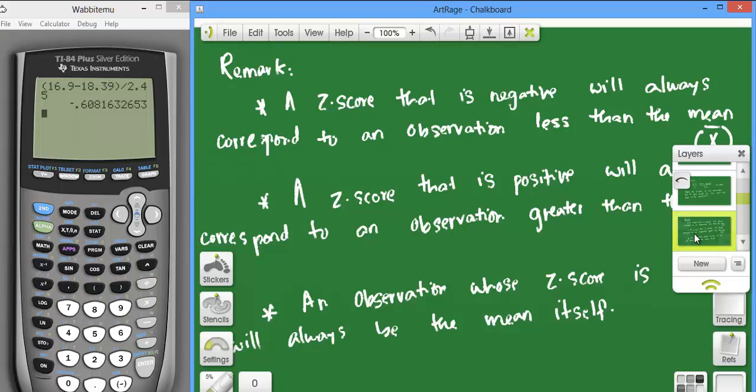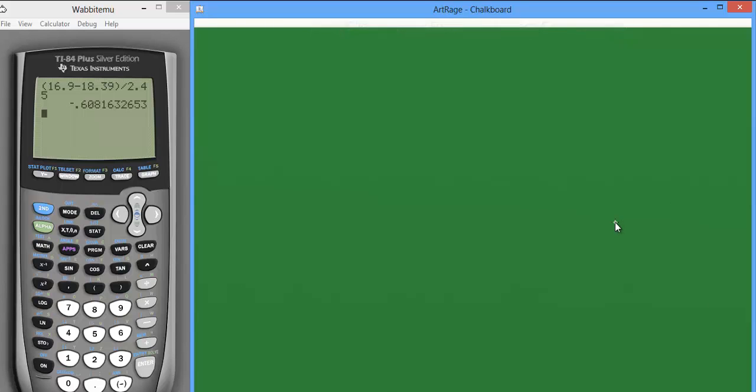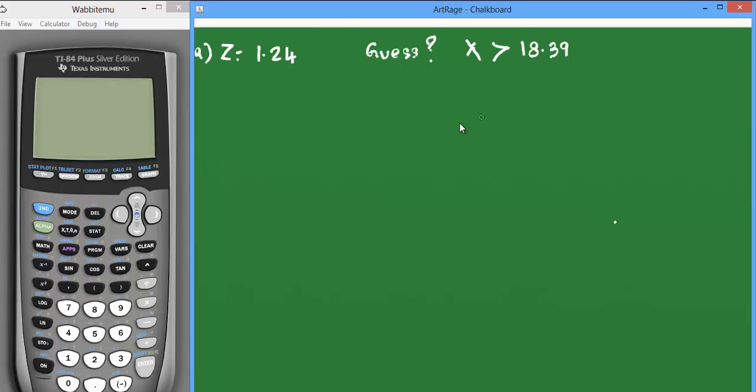So let's see if we can do the reverse process and find the values in reference to the mean, like we discussed. The first case we have is z is equal to 1.24. That is a positive z-score, so you can guess where x would be. My guess is that the observation that I'm trying to find, x, is going to be greater than the mean of 18.39. Let's see, when I find the observation, if this condition is satisfied.